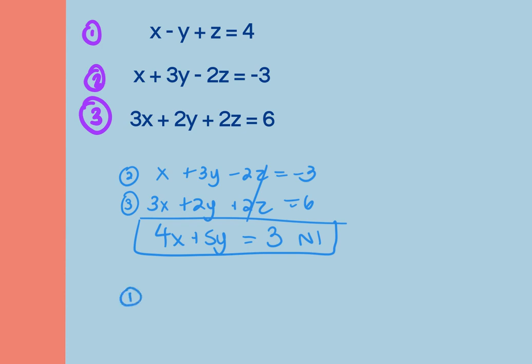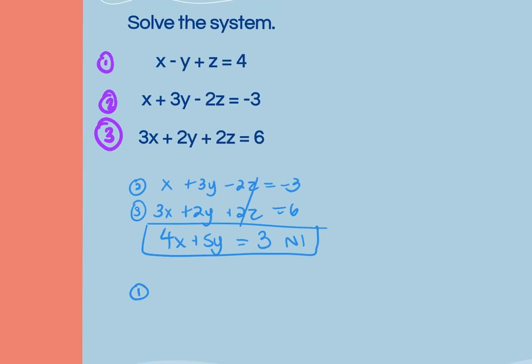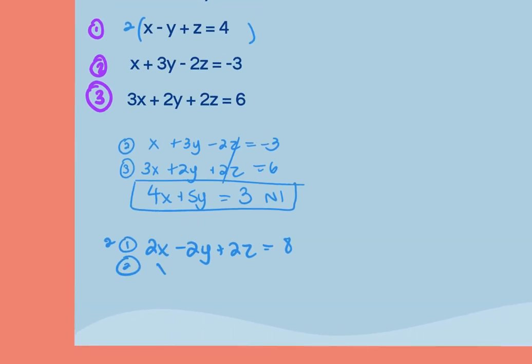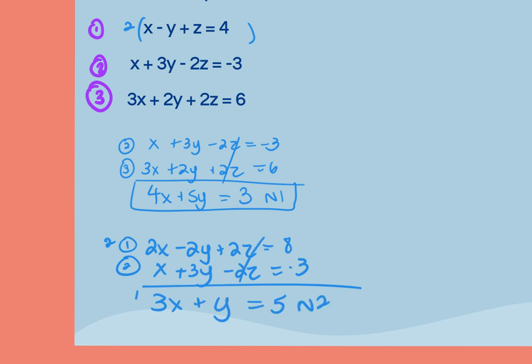Then you used 1. Did you use 1 with 2? And multiply by 2? So I'm going to multiply 2 times 1, because I have to cancel out the z's. 2x minus 2y plus 2z equals 8. And then I'm going to use it with 2, because the signs are already opposite. x plus 3y minus 2z equals -3. 3x plus y equals 5. New 2.